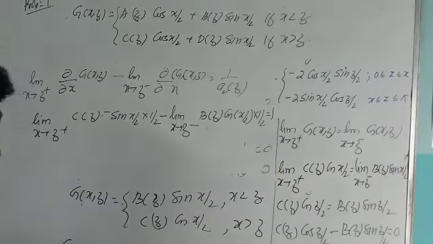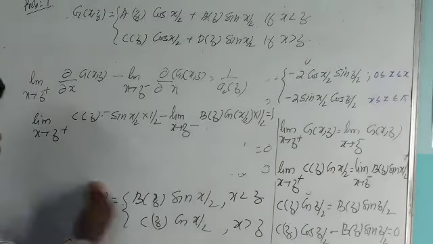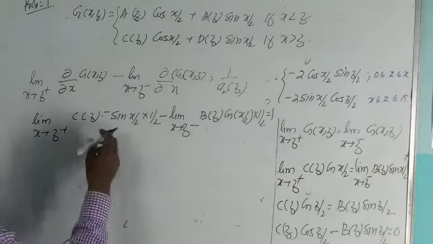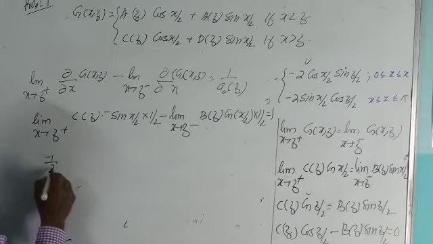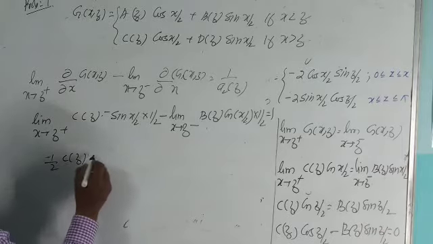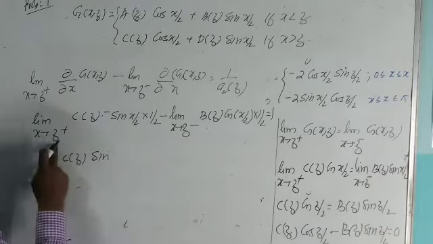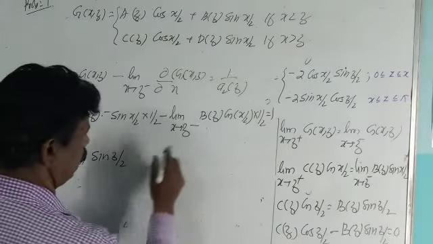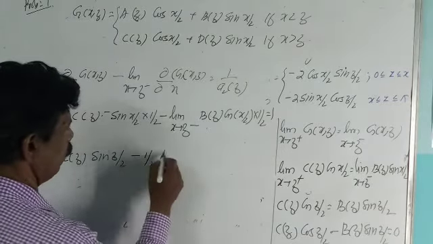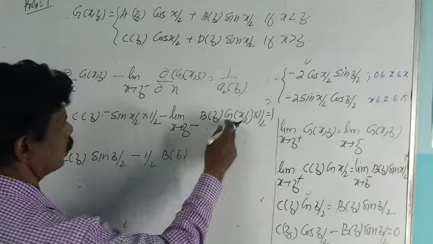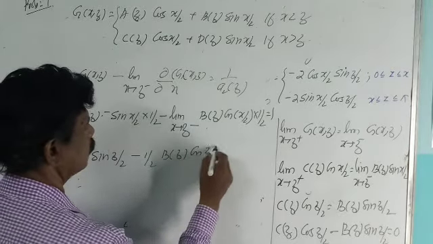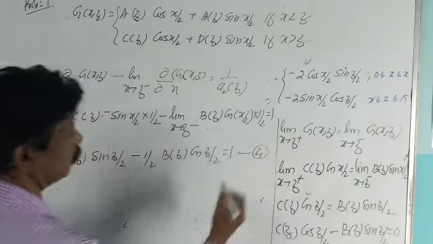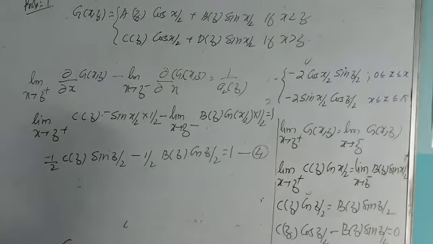Okay. Then what can we write? This term is equal to c is minus 1 by 2, c is sin, instead of x by 2 we can write sin z by 2, and the next term 1 by 2, b is cos z by 2, equal to 1. I call this equation number 4. Okay. Solve 3 and 4.